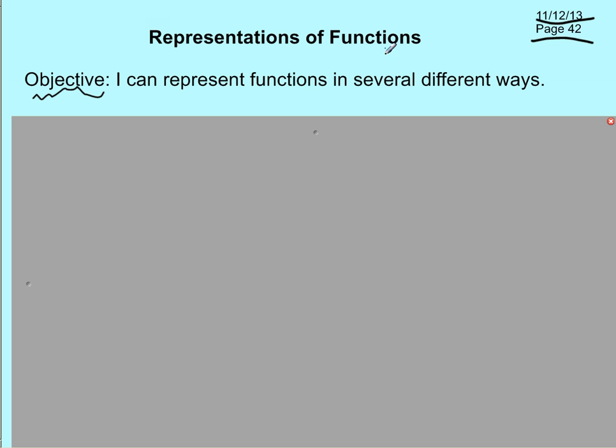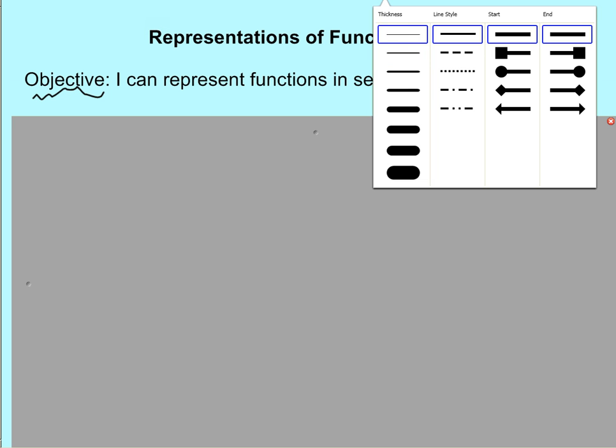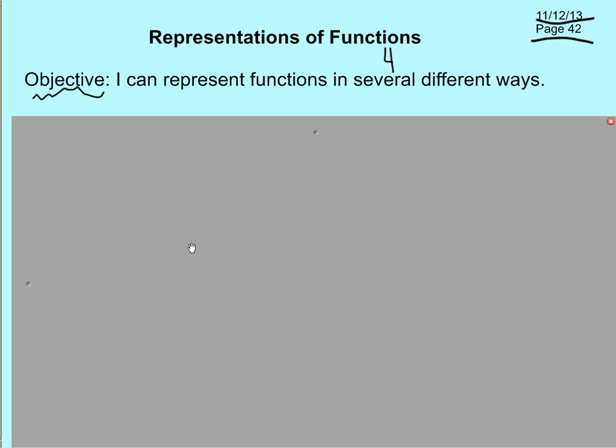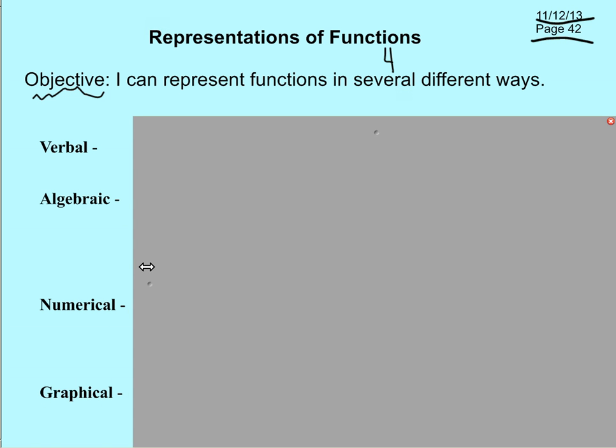There's actually 4 different ways that I care about. All right? 4 different key ways. Sorry about that. 4 different key ways to represent a function. And those 4 ways are verbal, algebraic, numerical, and graphical. And you're already familiar with most of these. You're just not used to looking at them in the way that I'm going to talk to you about.